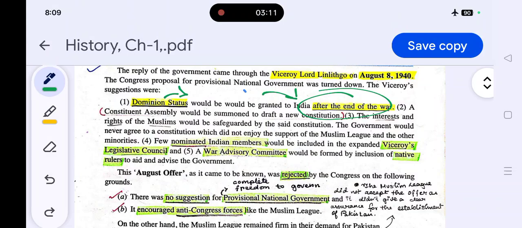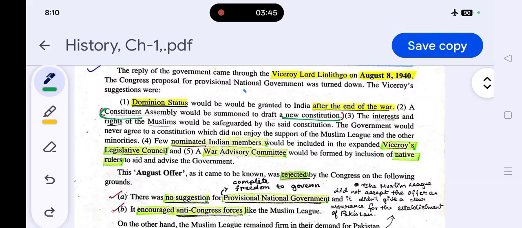Next, a constituent assembly would be summoned to draft a new constitution. As we have known earlier, during this time the Indians wanted a constituent assembly so that a new constitution could be made. As a result, the August offer suggested that okay, we'll give you a constituent assembly which will make the new constitution. The interests and rights of the Muslims would be safeguarded by the said constitution.